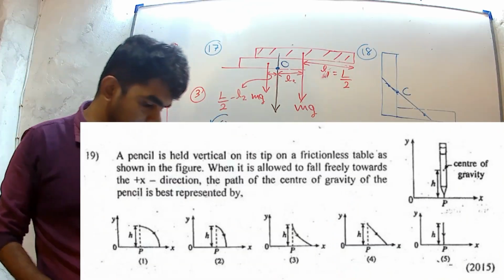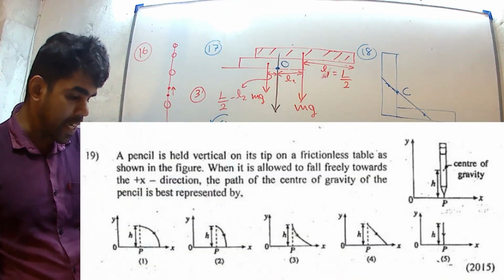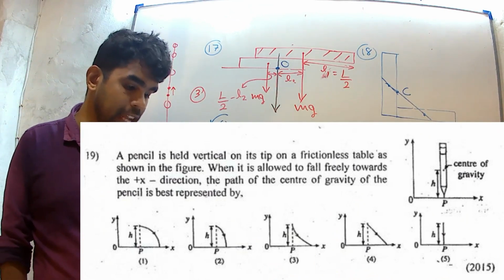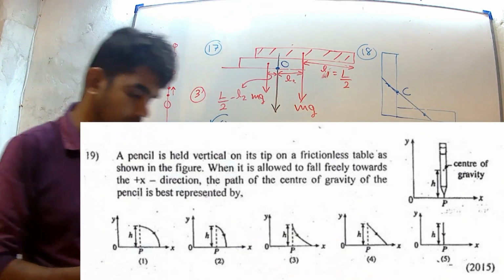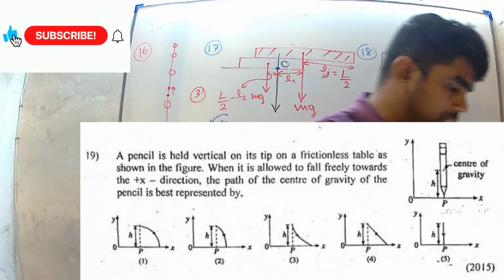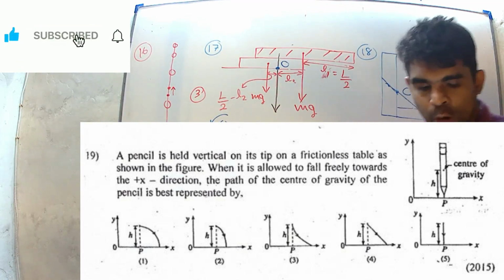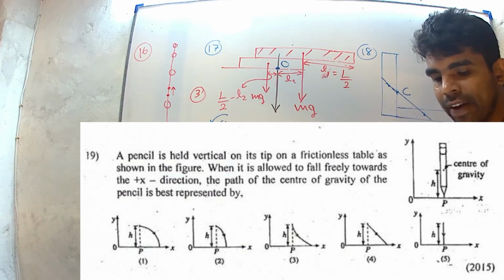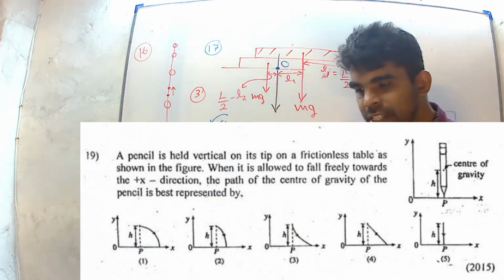Question number 19. A pencil is held vertically on its tip on a frictionless table. Frictionless, it is important. As shown in the figure, when it is allowed to fall freely towards the plus x direction, the path of the center of gravity of the pencil is best represented by.